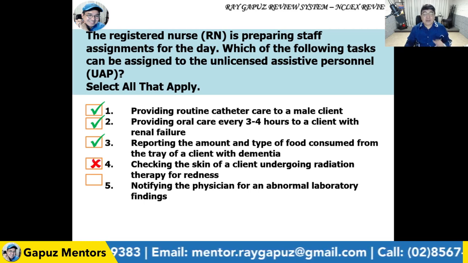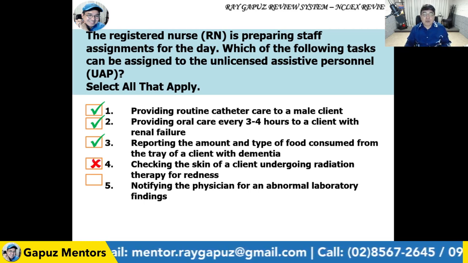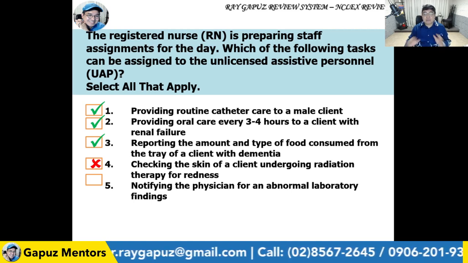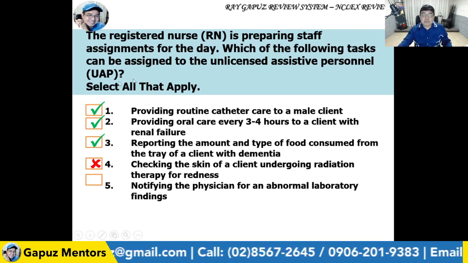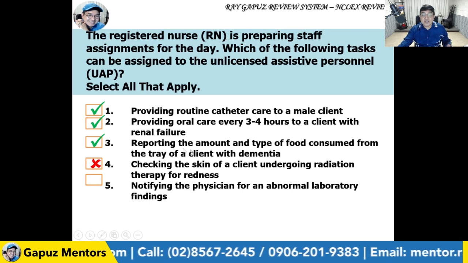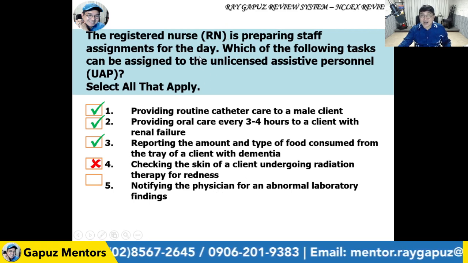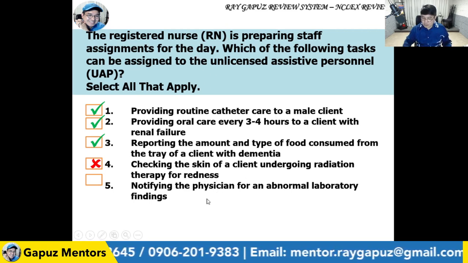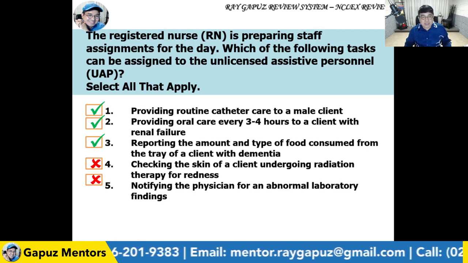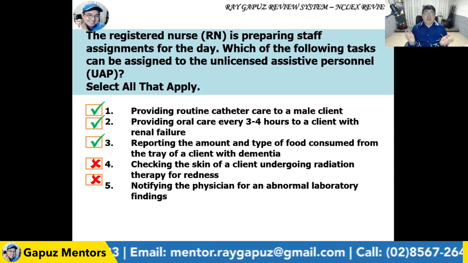And then notifying the physician for abnormal laboratory findings. Remember, the unlicensed assistive personnel reports to the RN, not to the physician. It's the RN who reports to the physician. So we put an X. Okay, just to put everything in order.